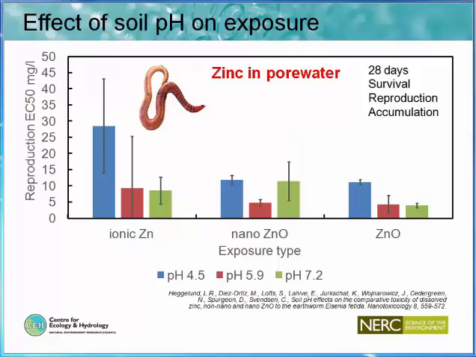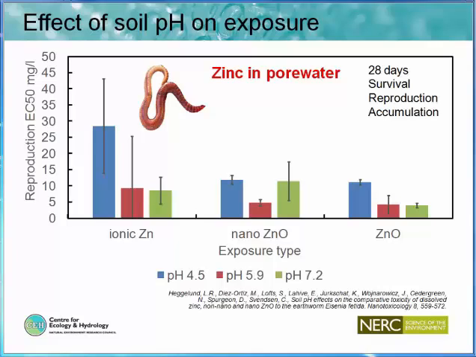We can also look at the amount of zinc in the soil pore water, which we get at the point at which reproduction is depressed by 50%. Again, for each form, we still see effects of pH here. But what's most interesting about this is that the zinc in the pore water should represent the dissolved zinc. So in the case of the ionic zinc, it's the zinc that's not adsorbed to the soil surfaces. In the case of the zinc oxides, it could comprise zinc that's created by partial dissolution of the particles.